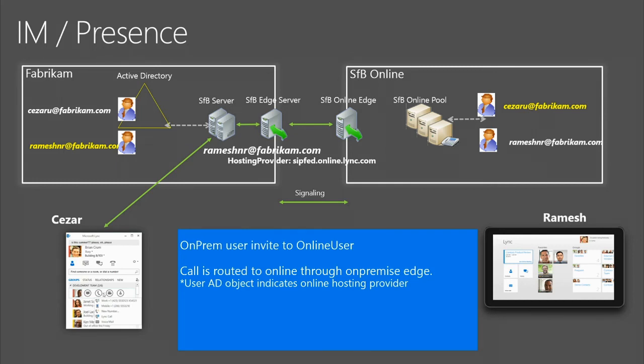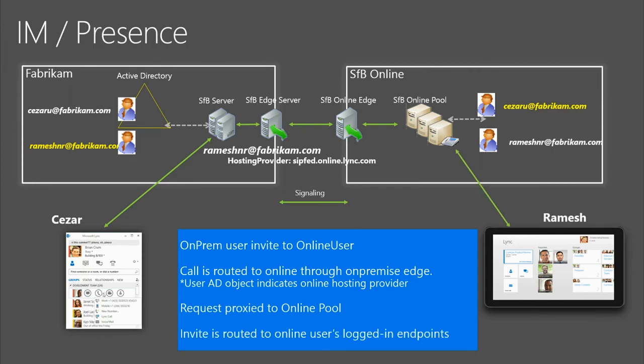Again, the key here is the on-premise system knows what the hosting provider for the destination is. It's cfederalonline.link.com. The request lands on our online edge and gets proxied to the online pool where Ramesh is located, and the online pool will route that request to the endpoint where Ramesh has signed in. So the IM and presence traffic between online and on-prem, again, relies on the hosting provider information and goes edge to edge.